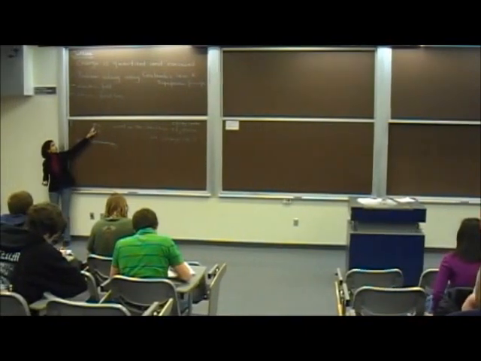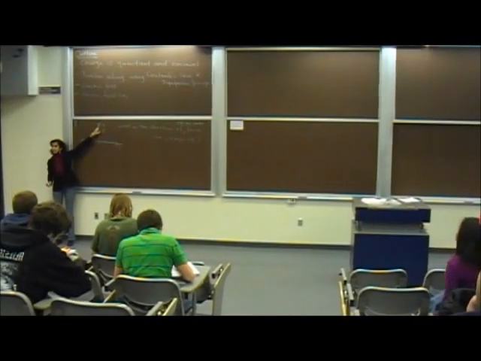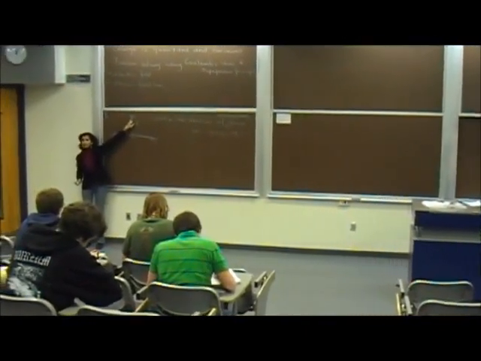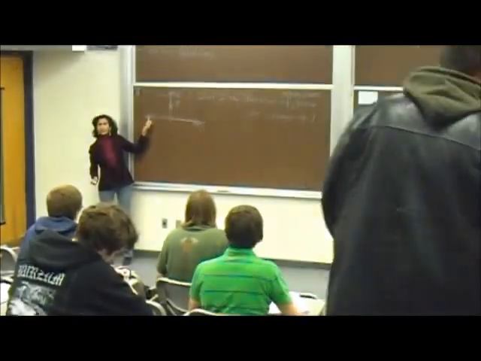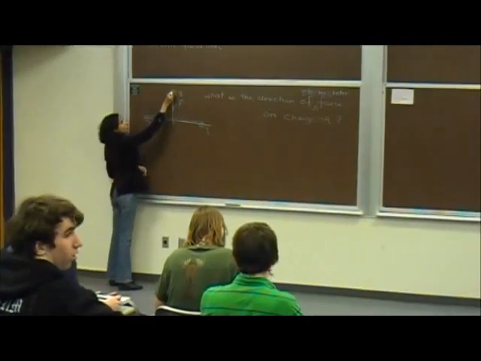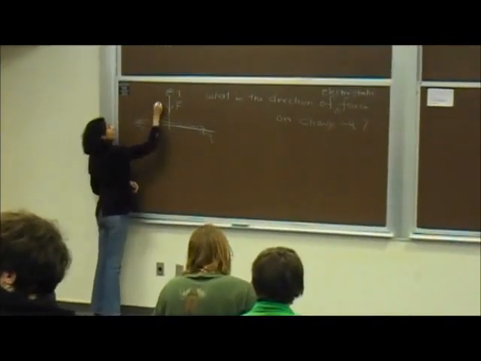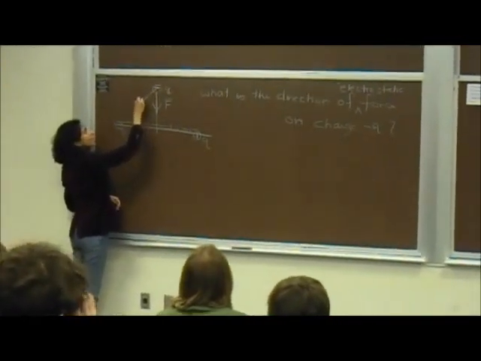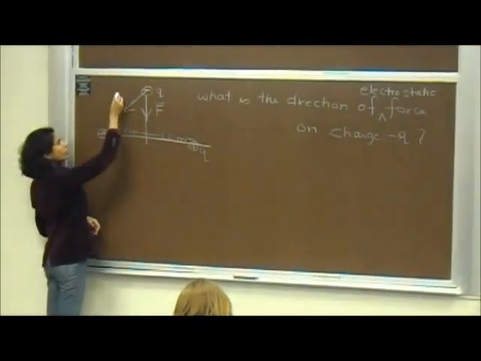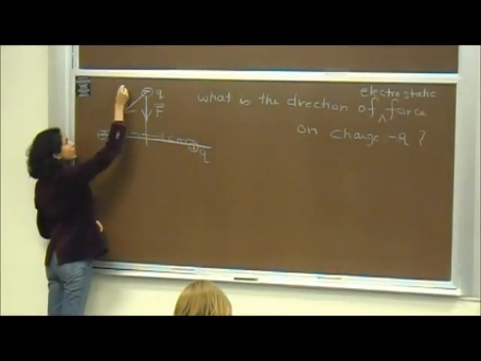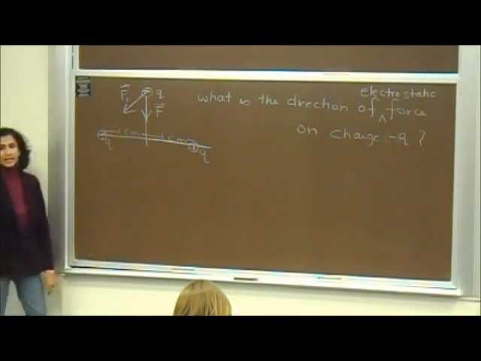What we should be doing is drawing a free body diagram for this charge minus Q, and it's feeling two forces. One of the forces is due to this one. Is it attractive? Yes. So this charge is going to feel a force along the line joining these two charges, and it's attracted. So let's call it a force in this direction, and let's give it a name F1. So F1 is a force that's acting this way.